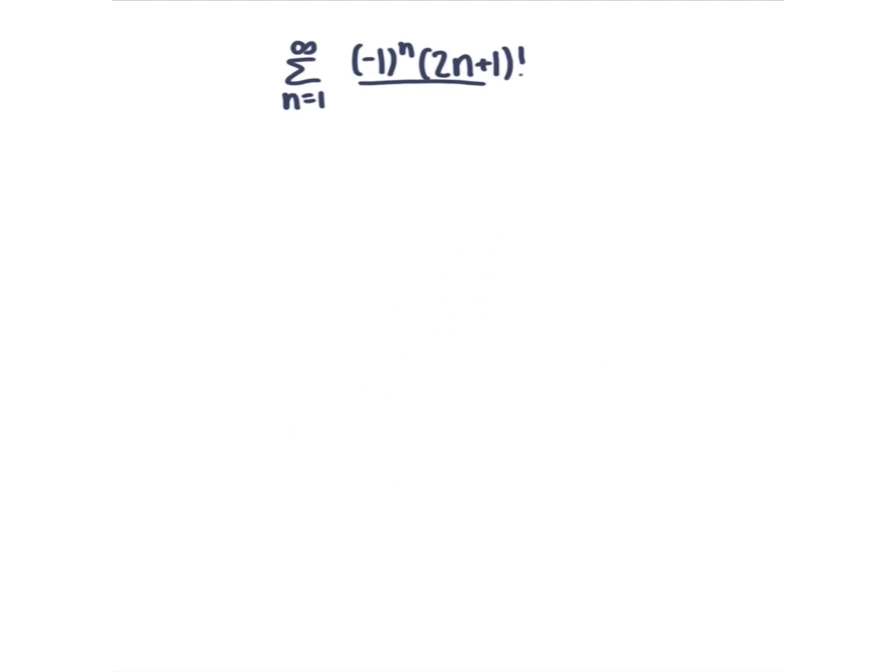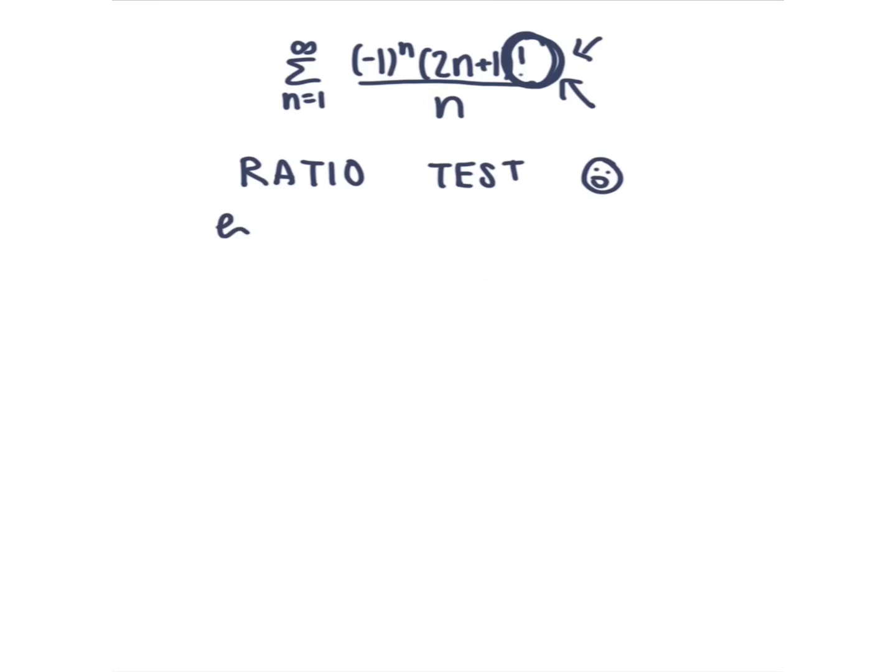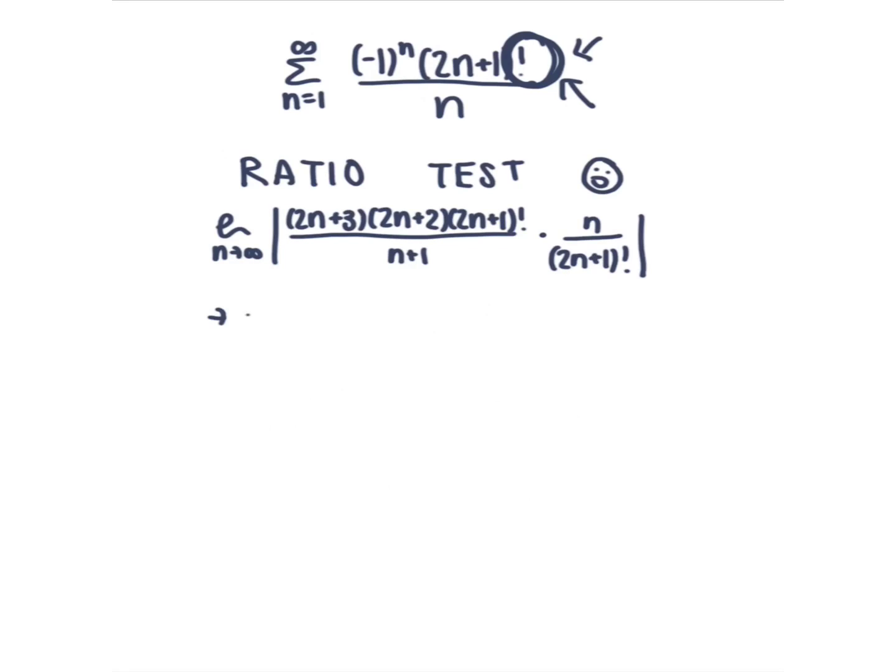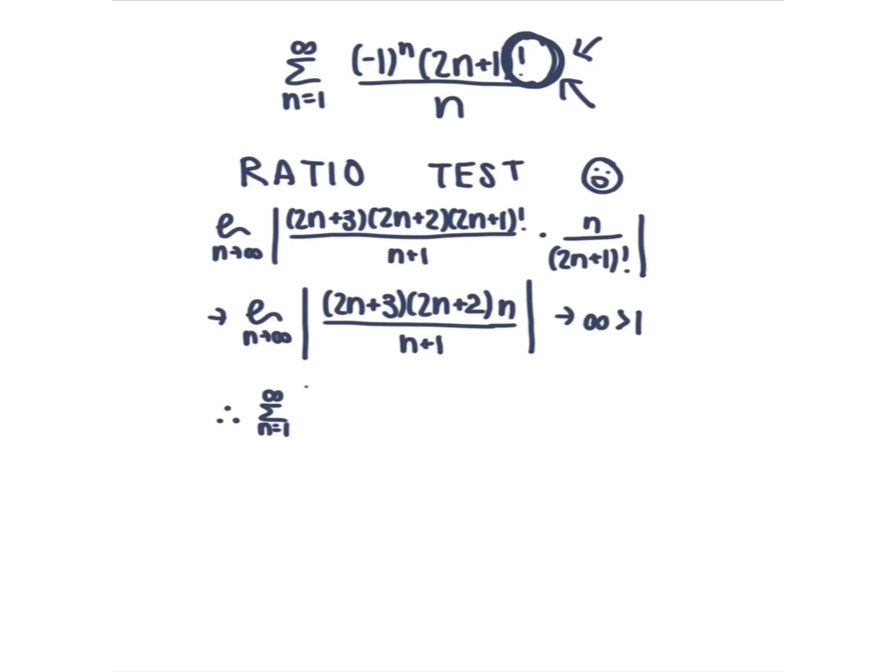Here we have a series that's slightly different from the others. The factorial is a dead giveaway that we should use the ratio test. We find the limit as n approaches infinity of the series. Then we simplify the terms so it's easier for us to solve. And that equals infinity, which is greater than 1. Therefore, the series is divergent by the ratio test.